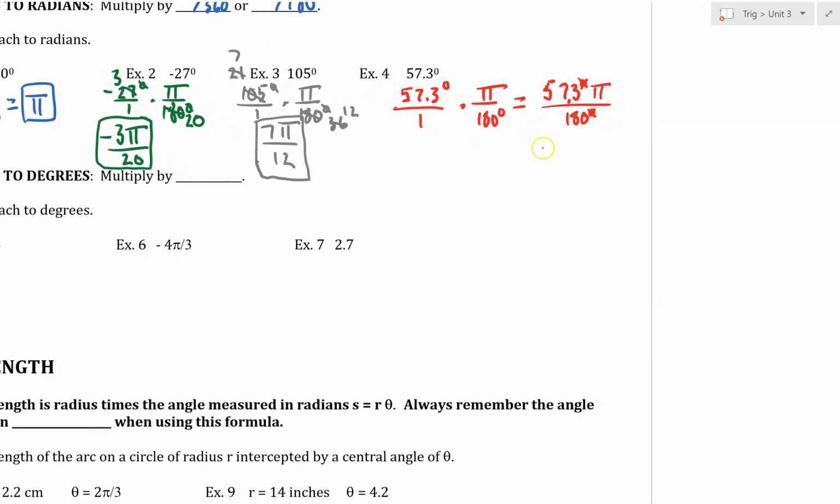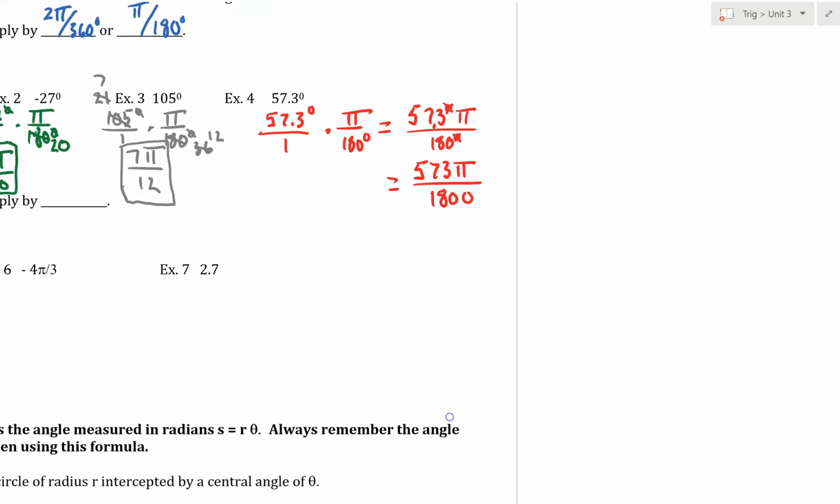I'm going to be left with this, but I can't leave a decimal like this. It doesn't work like that. So the way to deal with this, move your decimal one place to the right, and then move this decimal one place to the right. And then you can simplify this. If you do this in your calculator, it should be pretty quick. But simplifying this one should give you 191 pi over, looks like 600.